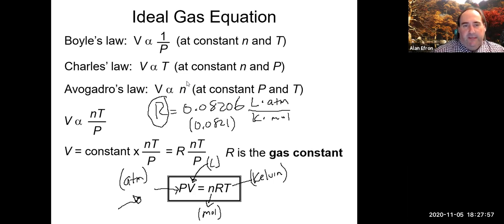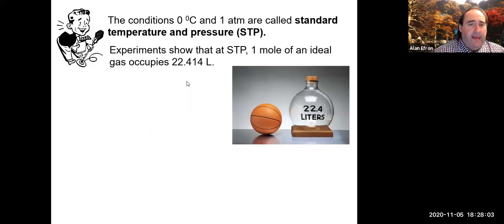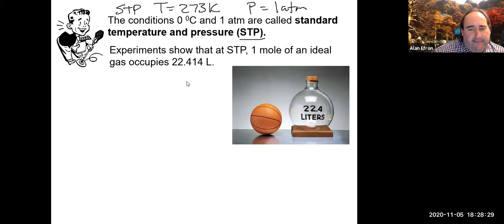Another important relationship that we see with gases is what is referred to as STP. STP stands for standard temperature and pressure. When they tell you the gas is at STP, they are actually giving you a temperature and a pressure. At STP, the temperature is 273 Kelvin and the pressure is one atmosphere. So in a problem, if they ask what the volume is at STP, that means you actually do have a temperature and pressure given to you.